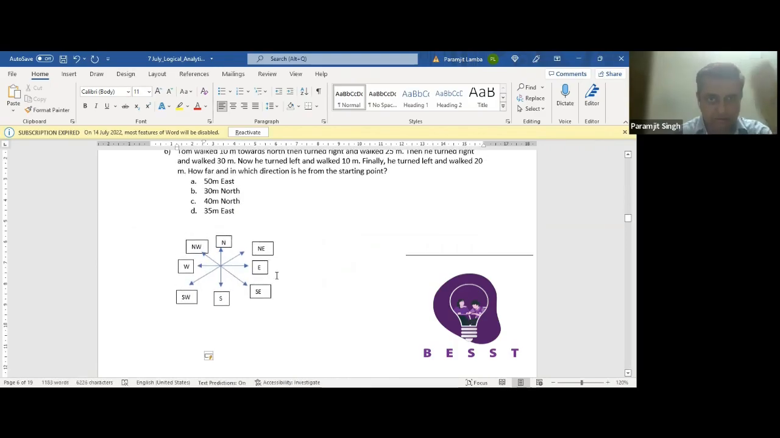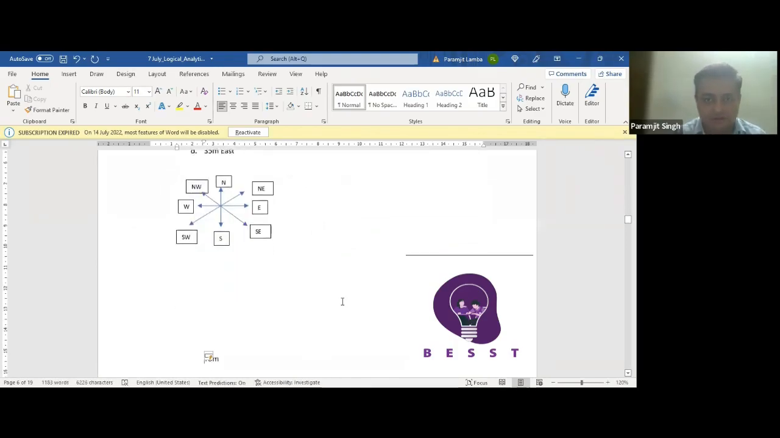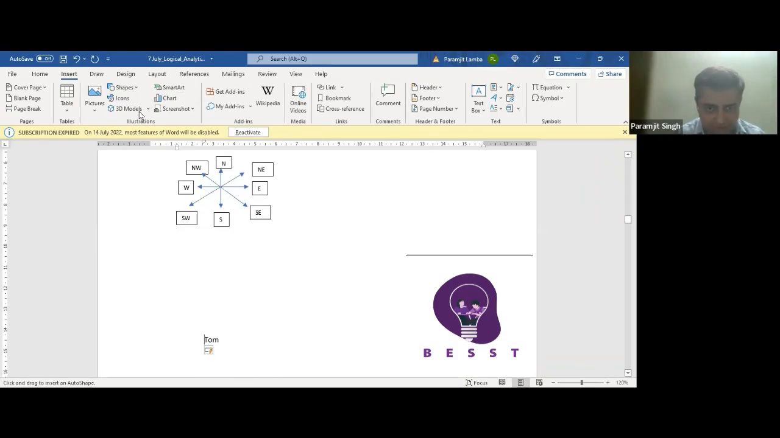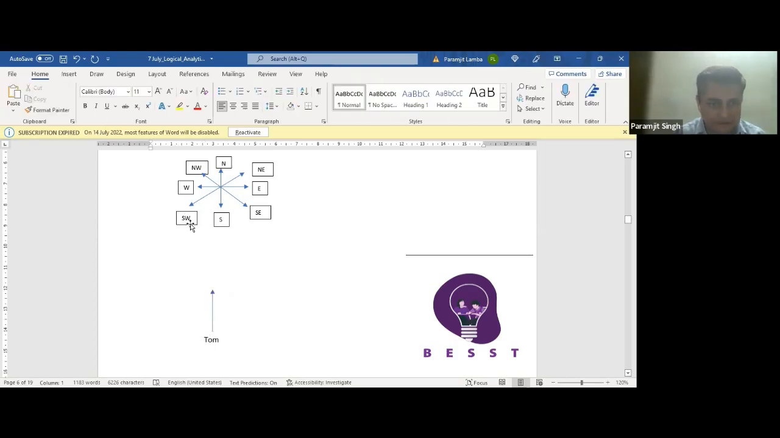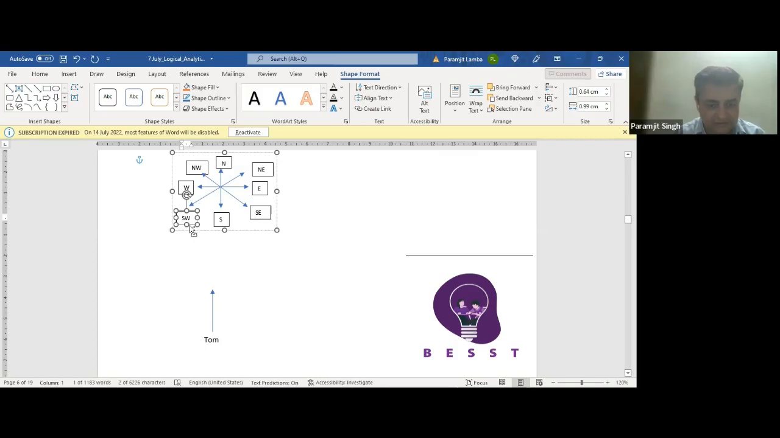Tom walked 10 meters towards north. Where is north? North is this side. Right? And how much is this? This is 10 meters.